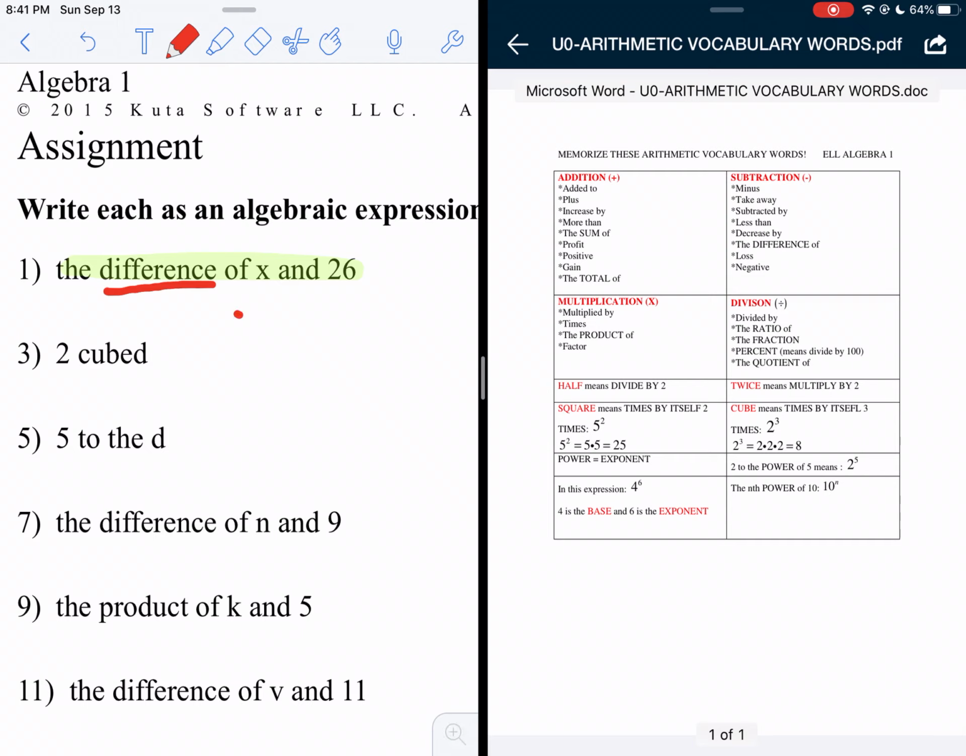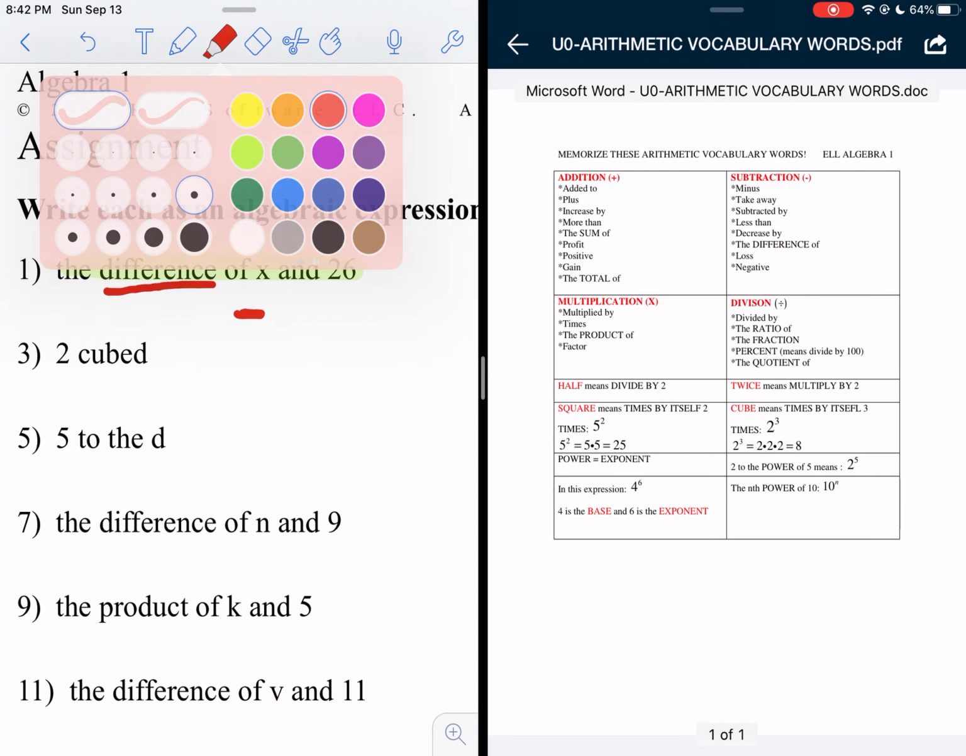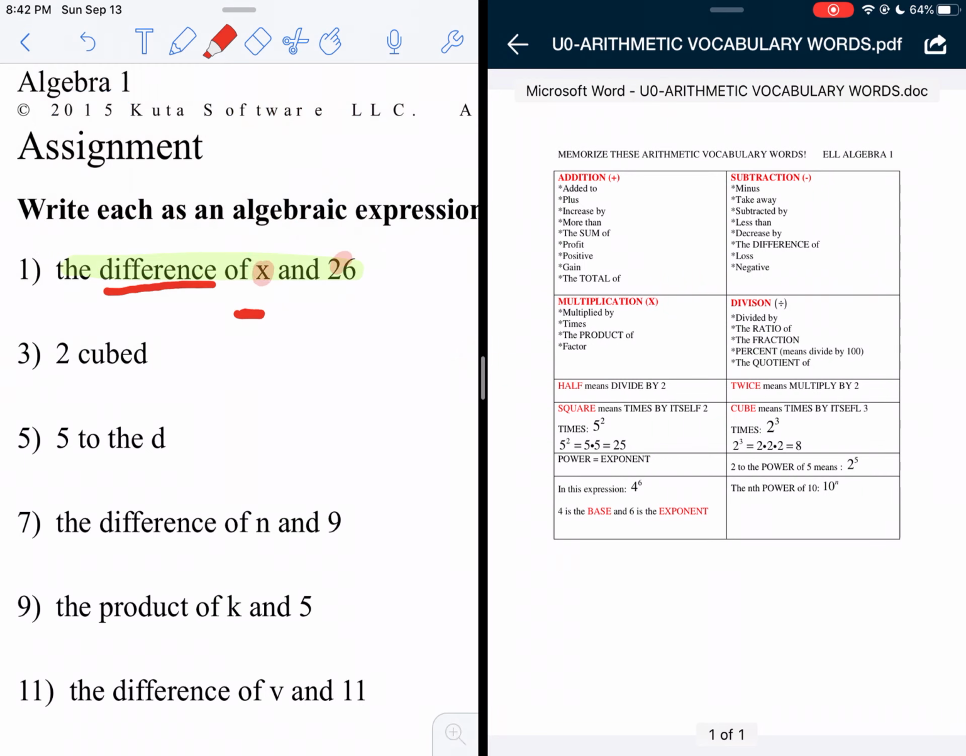So you put a minus right here in the middle, and the two numbers that you are subtracting, one of them is your x and the other one is 26. And most of the time it's just an x minus in between those two numbers, okay? So it's just the difference of x and 26, that means x minus 26.